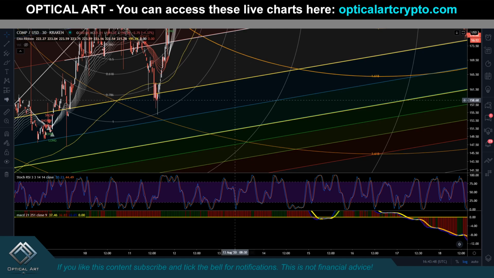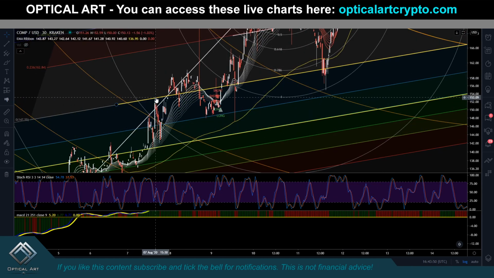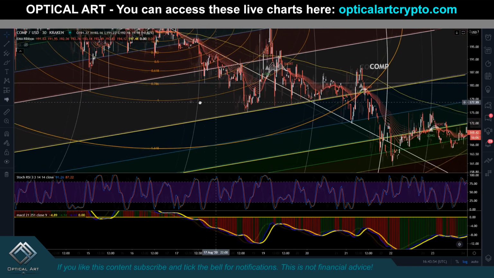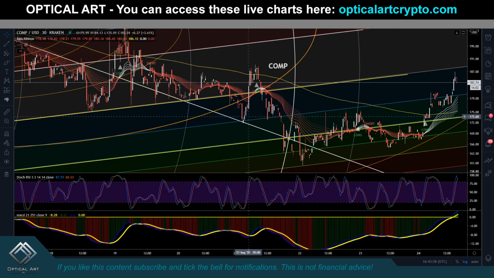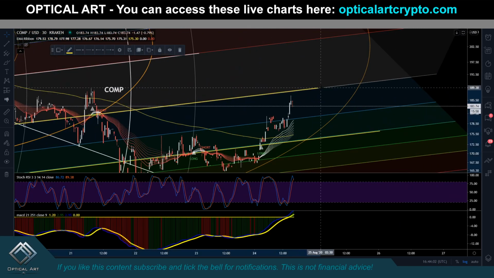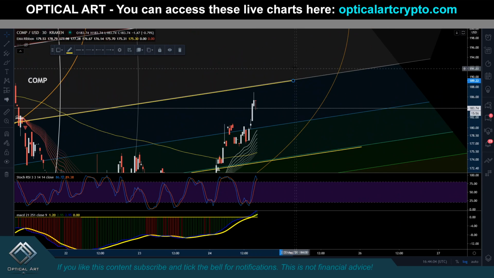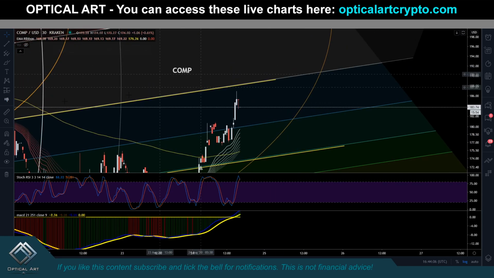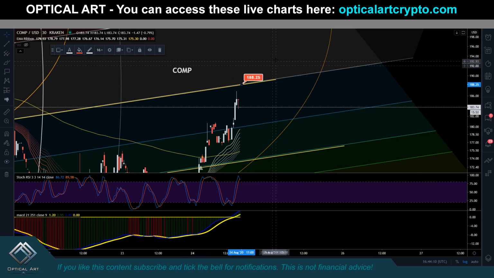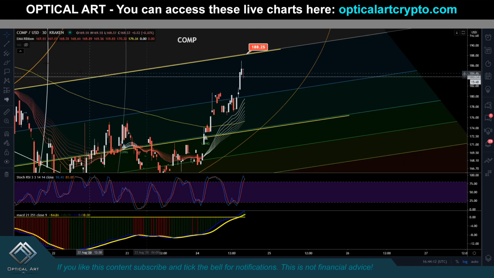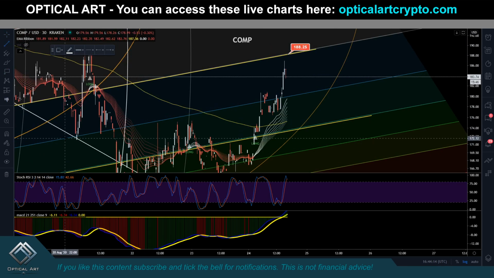Let's see how far back this goes. So right here, you got perfect resistance. You got support, more support. Right here, you got support 1, 2, 3, 4, 5 times. Resistance, more support. So a very strong resistance level above us for COMP is right here at $188. Your support level below, you can see right here, support.